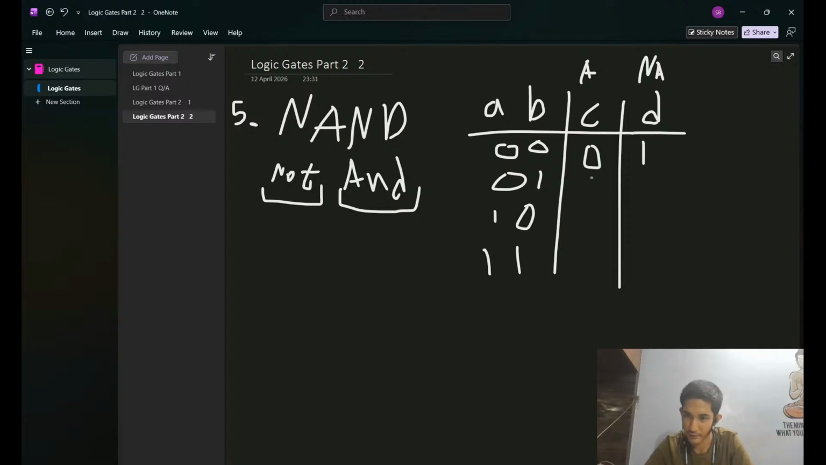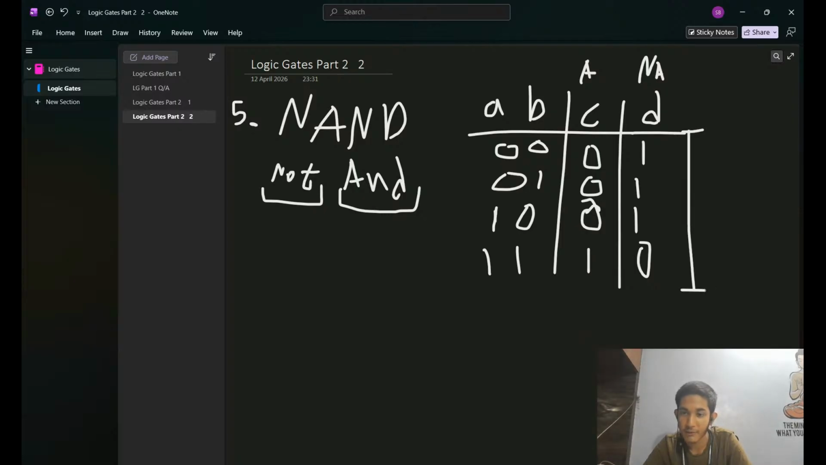Now 0 1 is of course 0, so it's again 1. 1 0 becomes 0, which is inverted to 1. But now 1 1 gives 1, which inverted makes 0. So this is the truth table for the NAND gate. Okay, 1 1 1 0. So it just flips the output of the AND gate very simply.